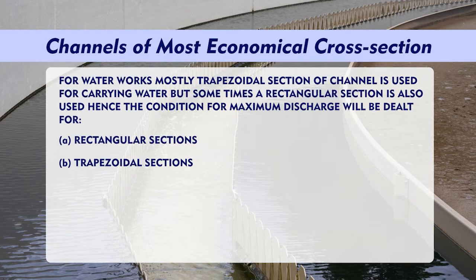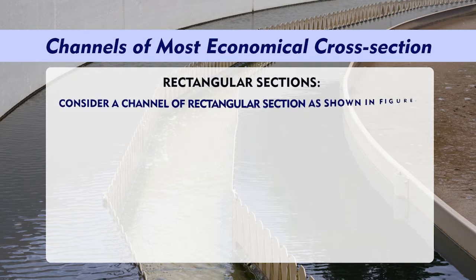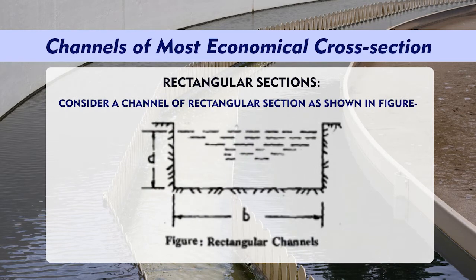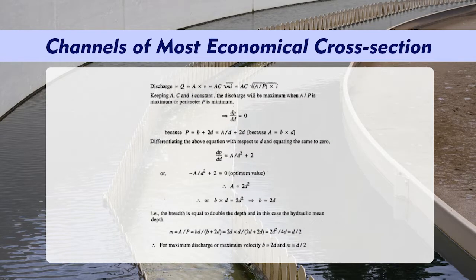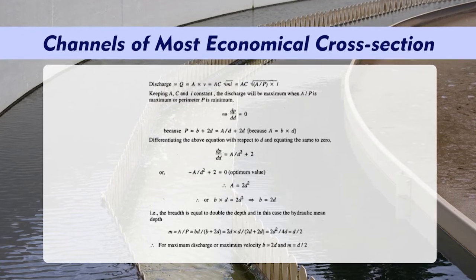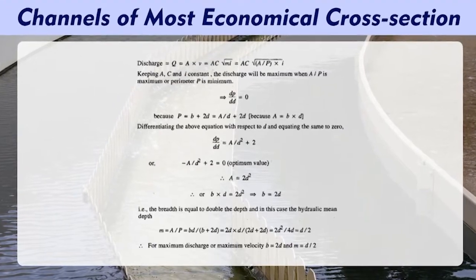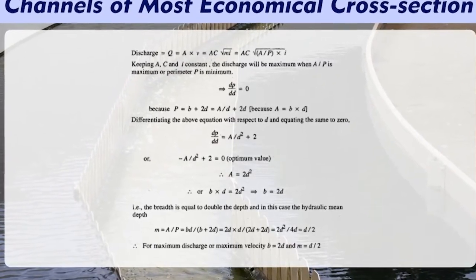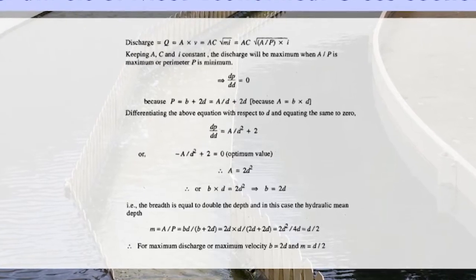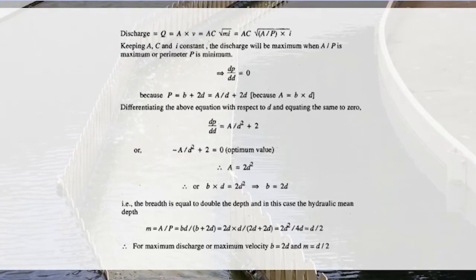So first we will see the rectangular section. Consider a channel of rectangular section as shown in the figure. This is the depth D and width B. So discharge Q is equal to A into V, which is equal to A into C into root mi, which is equal to A into C root A by P into i. Here A, C and i we can keep constant, so discharge will be maximum when A upon P is maximum, or we can say the parameter P is the minimum.